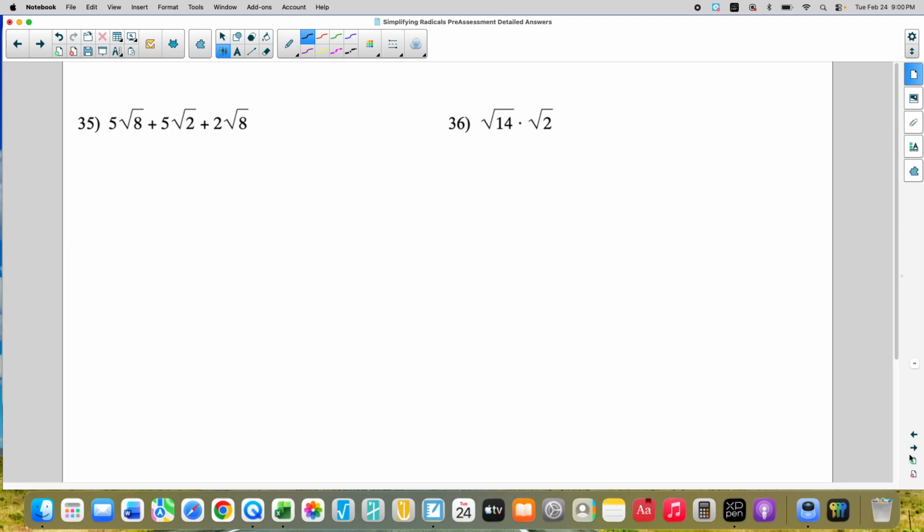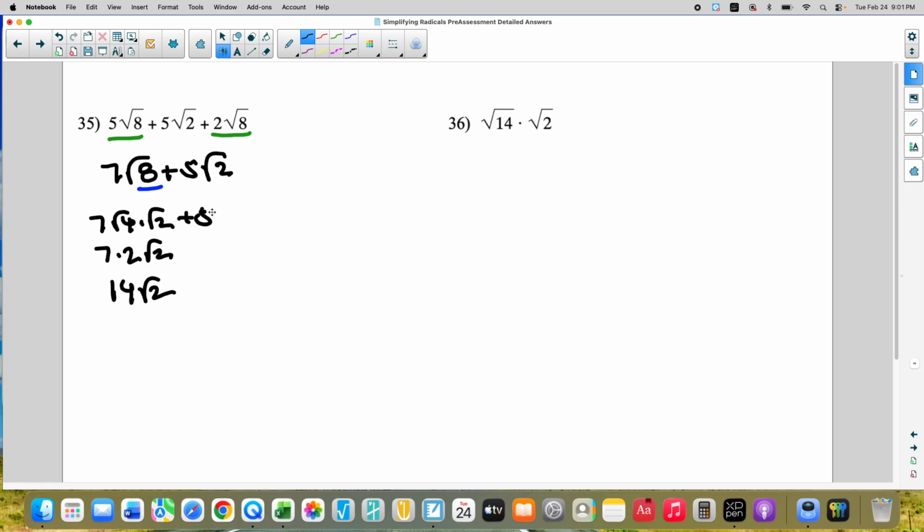All right. Oh, 35, still there. Notice I took a second to look at the problem before I just started on the first one. So this can be simplified first. Silly. And now we can simplify. Then we can reduce this radical. So 7 rad 4 rad 2, 7 times 2 rad 2, 14 rad 2. We'll bring down that 5 rad 2. They are like terms, making 19 rad 2.